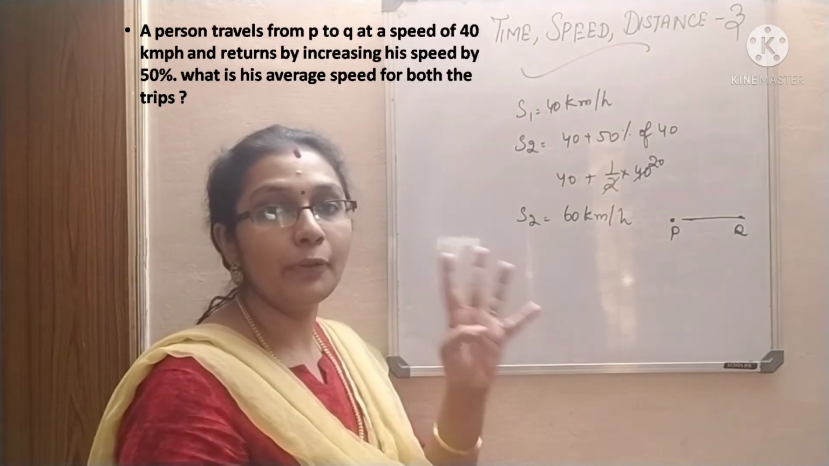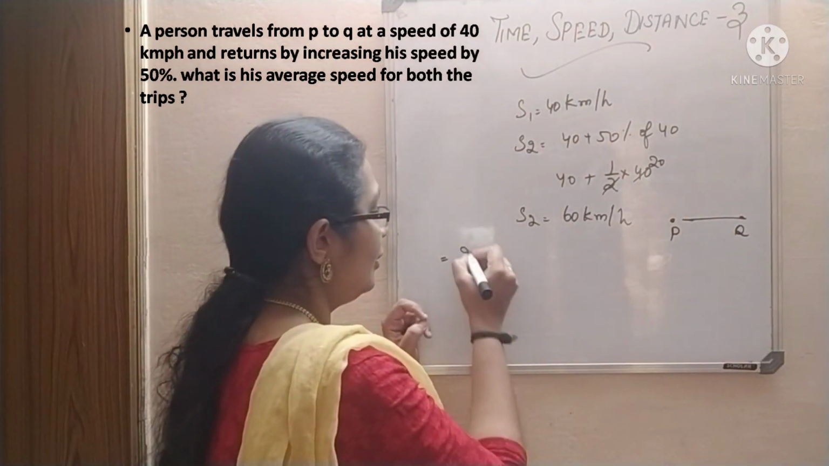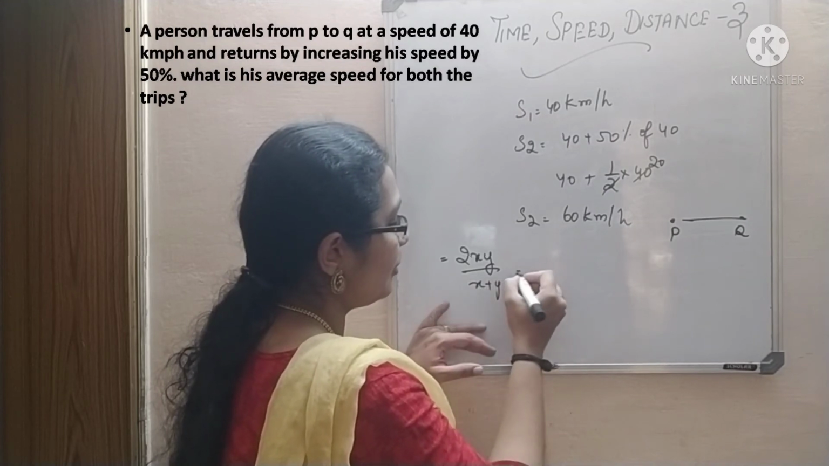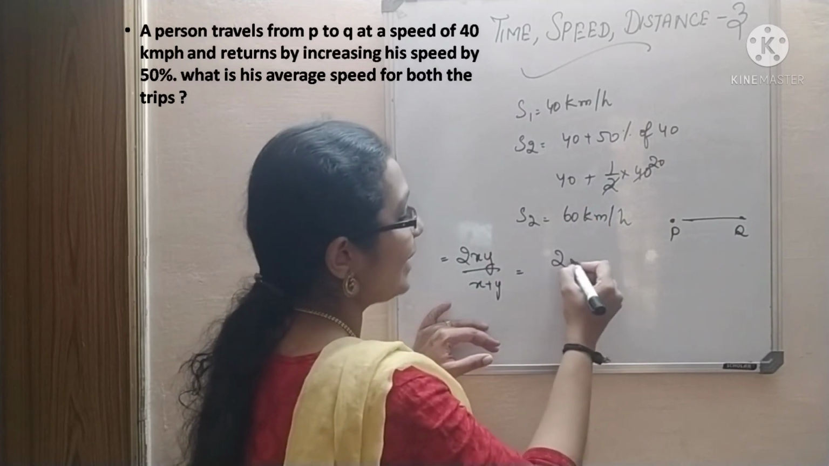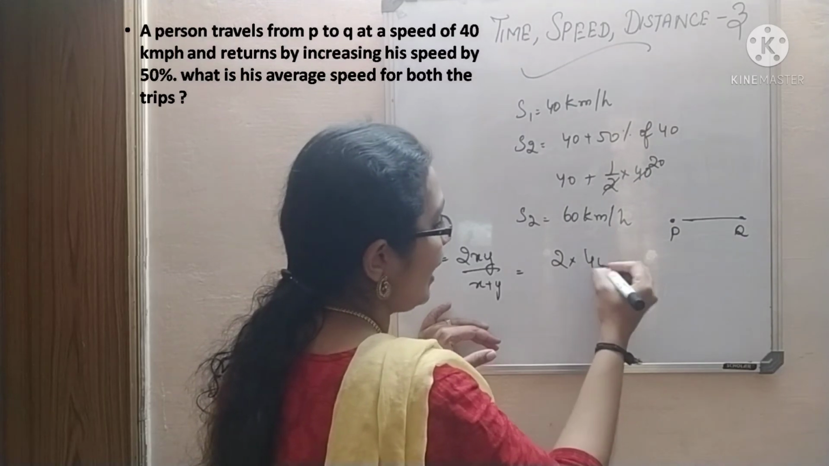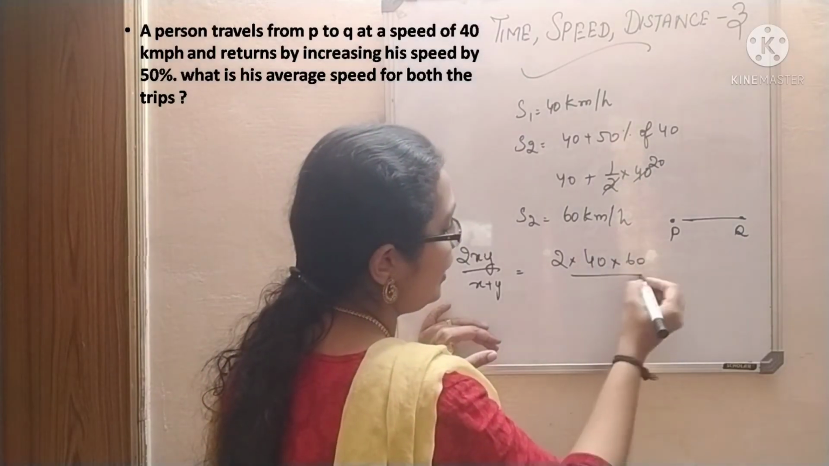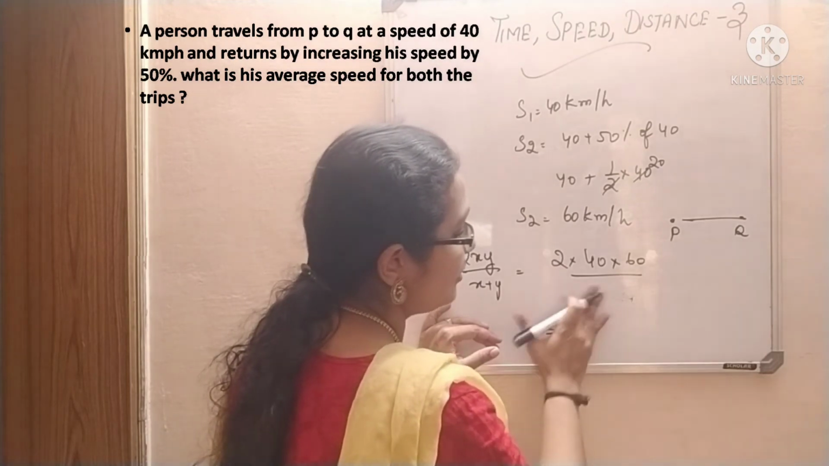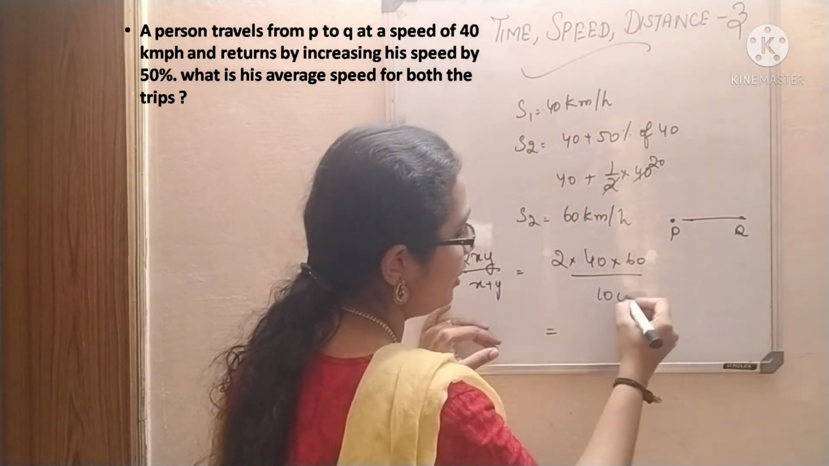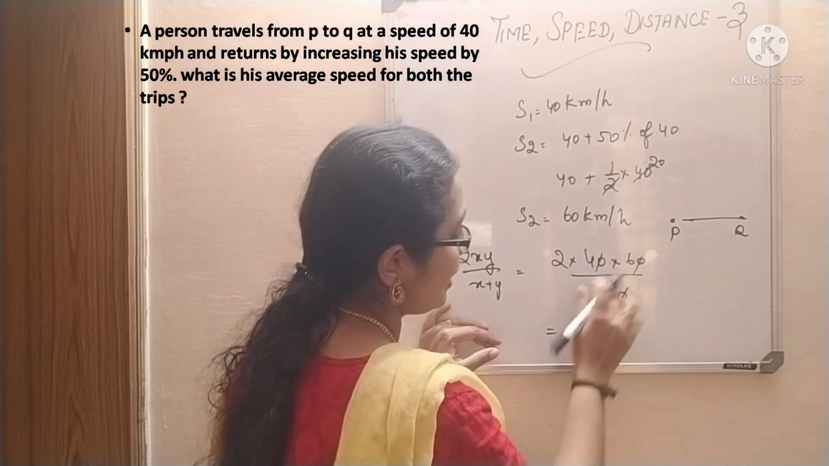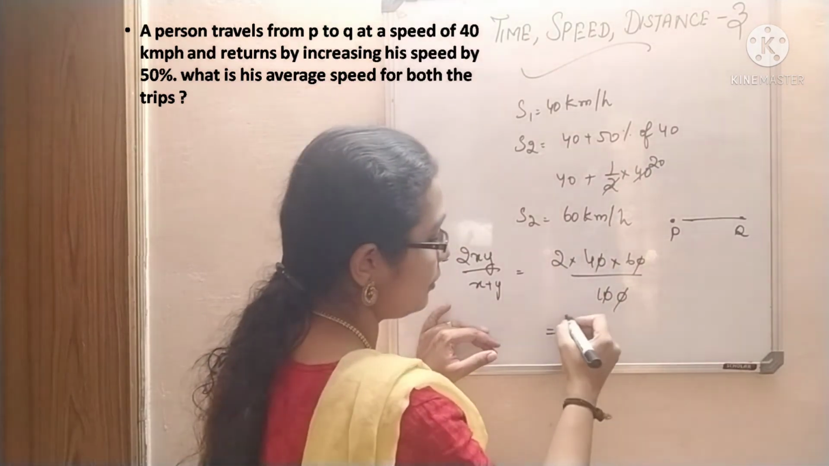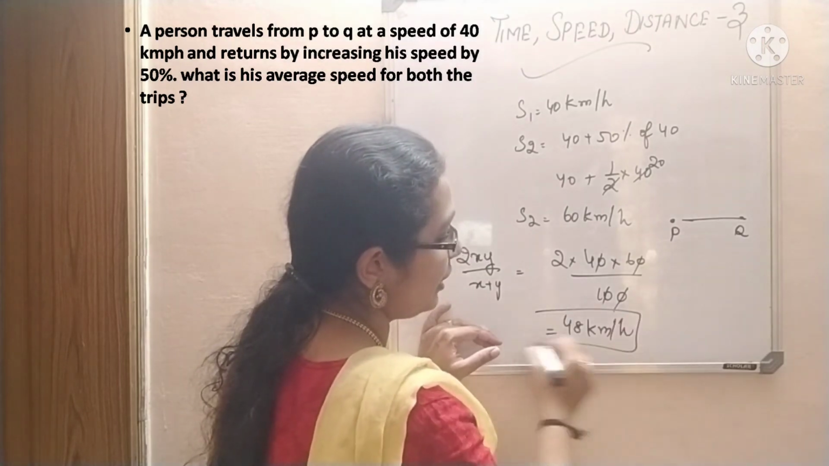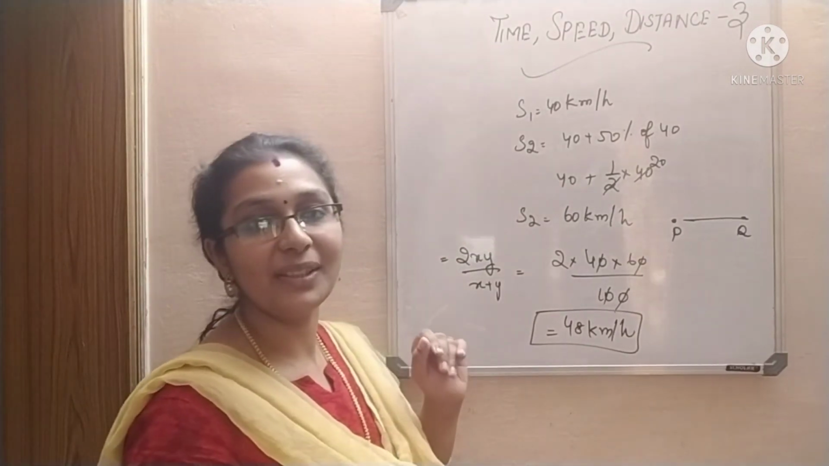So as I told you, the fourth possibility, you know the formula 2xy by x plus y. Just substitute the speed values. So x here is 40 and y here is 60, divided by 40 plus 60. 40 plus 60 is 100. So the zeros get cancelled. 6 4s are 24, 24 2s are 48 km per hour. So this is nothing but your average speed. Clear with the concept?